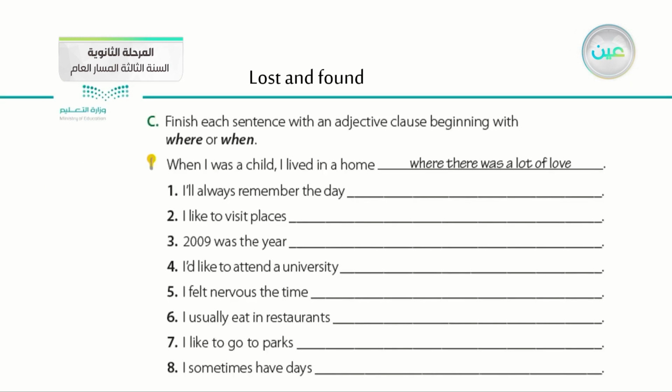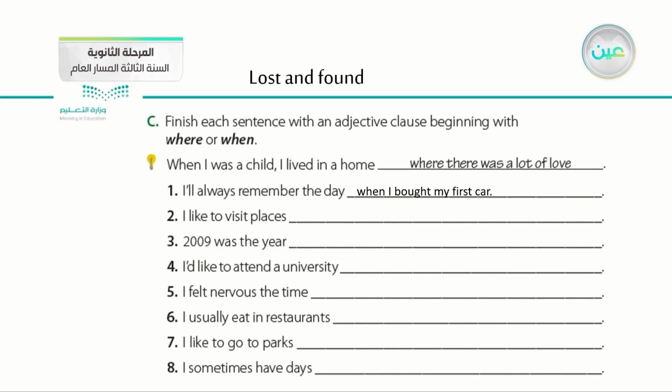As you see here, this is exercise C, which is: finish each sentence with an adjective clause beginning with where or when. We'll go over these sentences and start the clause by using where or when. Actually, this is done for you, and we'll start with number one. Let's see together, guys. I'll always remember the day when I bought my first car. So here we used when to describe the day that he remembered, the day he bought his first car.